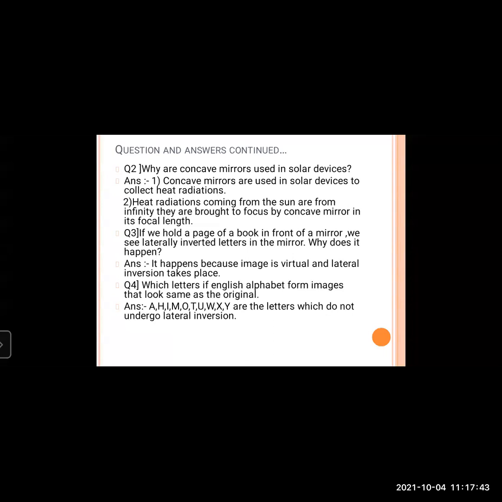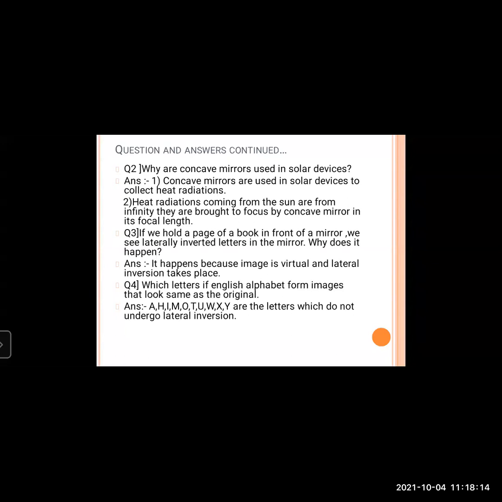If you hold a page of a book in front of a mirror and we see laterally inverted letters in the mirror, why does it happen? We have seen the lateral inversion. So what answer is to be written? It happens because the image is virtual and lateral inversion takes place. A plane mirror forms a virtual image. So, because the image is virtual, lateral inversion takes place.